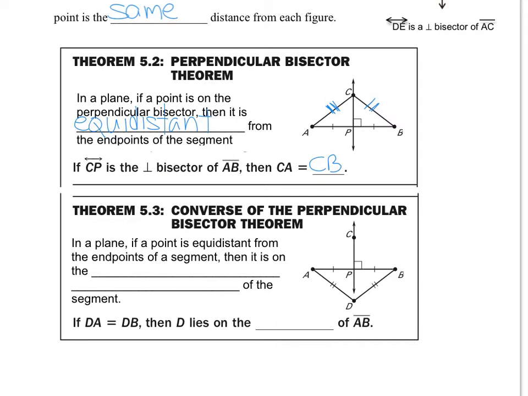Likewise, in the converse, if a point is equidistant from the endpoints of a segment, then it is on the perpendicular bisector of the segment. So we see that if D is equidistant from both A and B, so that means DA equals DB, then D lies on the perpendicular bisector of AB, or on line CP.